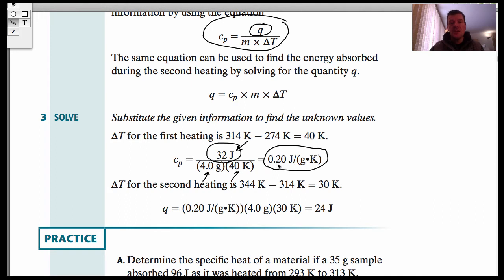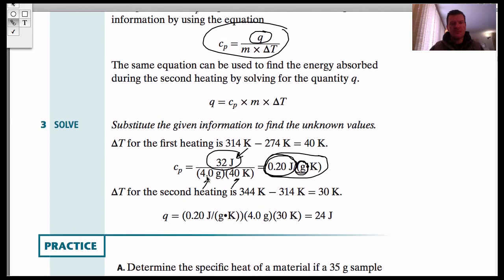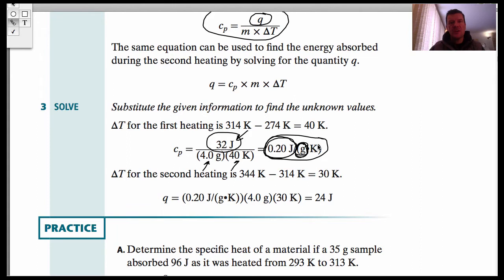What does this mean? 0.2, it's going to take 0.2 joules of heat energy added to the glass, added to 1 gram. I know we had 40 grams, but this is now per gram. Oh, sorry, we had 4 grams. This is per gram to raise it 1 degree Kelvin. Because it took 32 to raise it 40 Kelvin, 4 grams 40 Kelvin. So that's why we're dividing here. It's going to then therefore take only 0.2 joules to raise it 1 Kelvin for 1 gram. Okay?